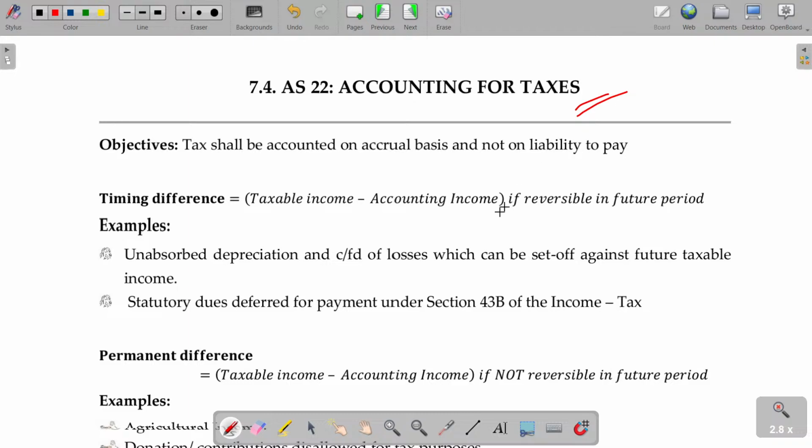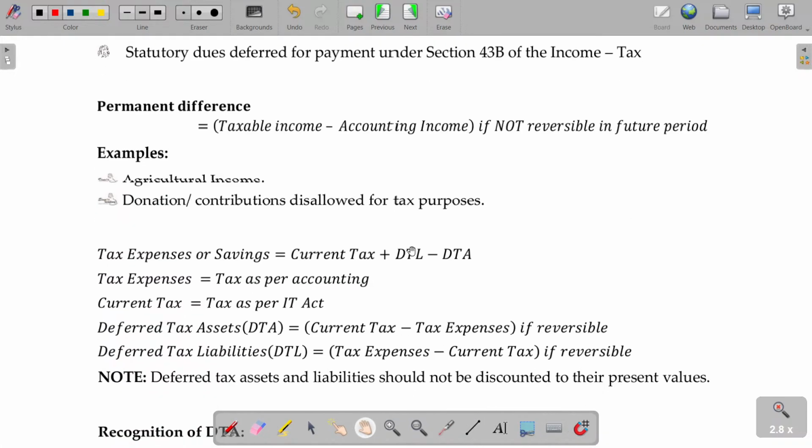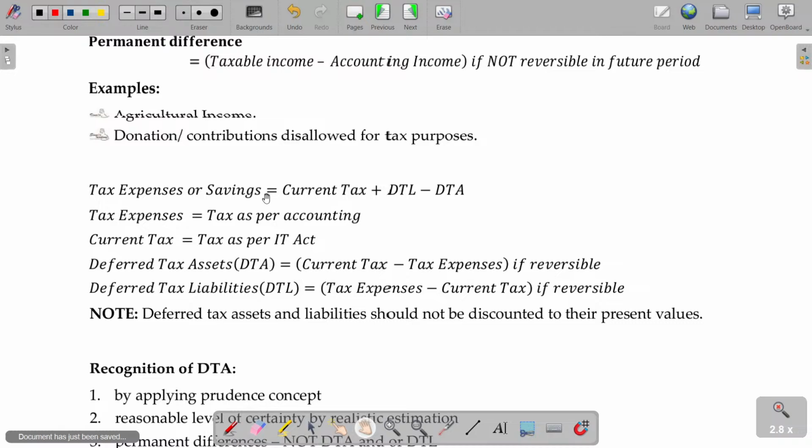So, in this case, you have to understand this one. What is called tax expenses, what is called current tax, what is called deferred tax assets, deferred tax liabilities. If you are able to understand these four aspects, then the topic is over.